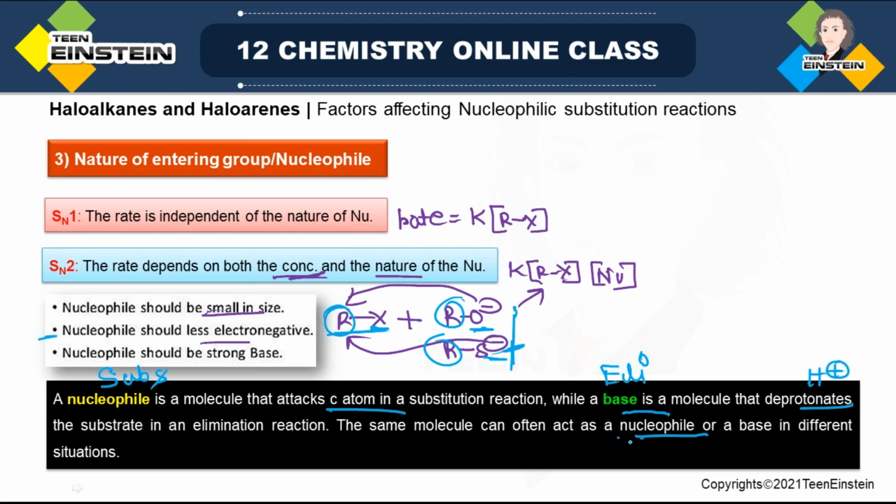So we can say that base is a kind of nucleophile, but nucleophile is the broader term, base is the narrower term.